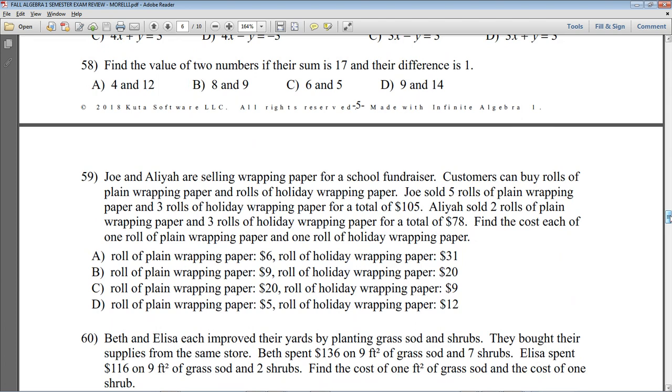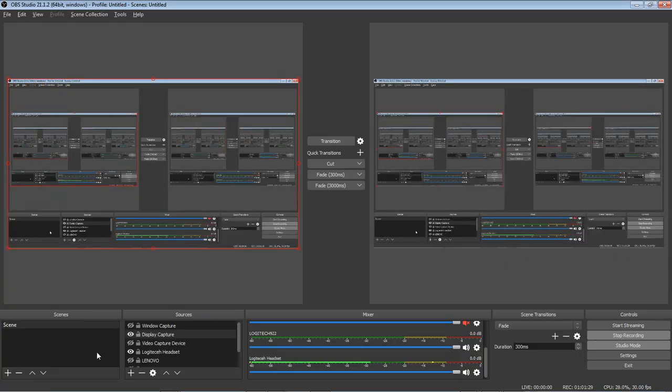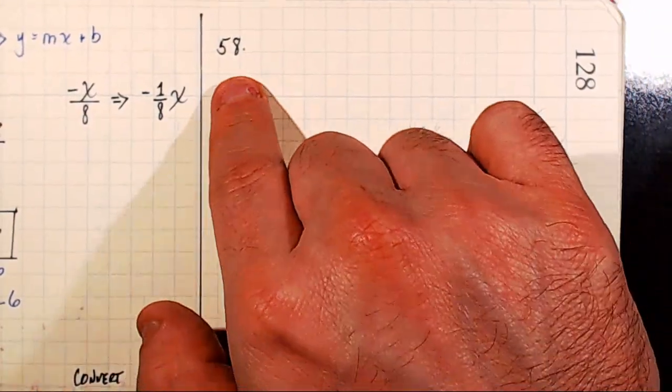So there's no instructions for this next section, but we'll work on number 58. It says find the value of two numbers if their sum is 17 and their difference is 1. All right, let me make some space on my page here. Number 58, right? Their sum is 17 and their difference is 1. Let's go back to our work surface. Here's my workspace for number 58.